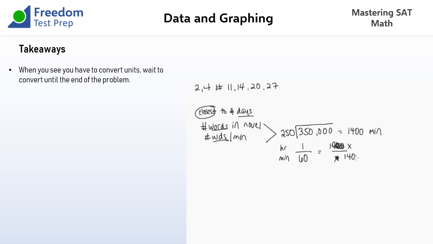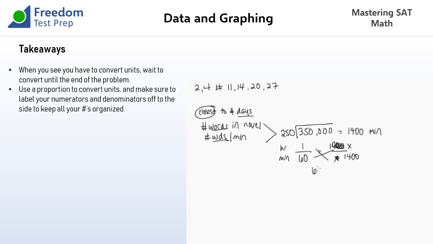1,400 minutes. So we cross multiply and we get 60x equals 1,400, and divide out the 60. And then we get, I'm just going to do this on the calculator, 23.33 repeating. Okay, so that turns us into hours.